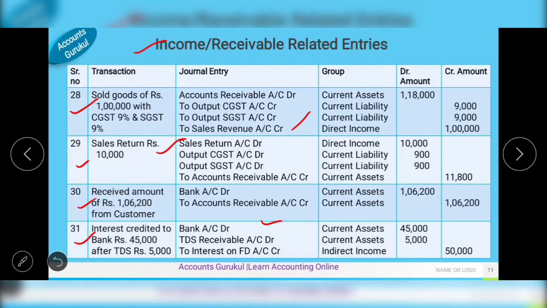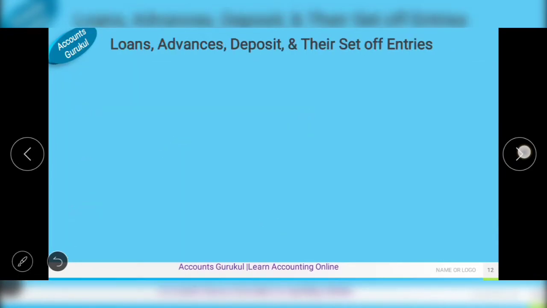Now here TDS receivable account, because अपना जो interest के ऊपर TDS deduct किया हुआ है, that's our asset. So considering that, TDS receivable account debit for 5,000, and to interest on FD. So the entire amount of 45,000 plus 5,000, that's 50,000, is income for us, and that's our indirect income.